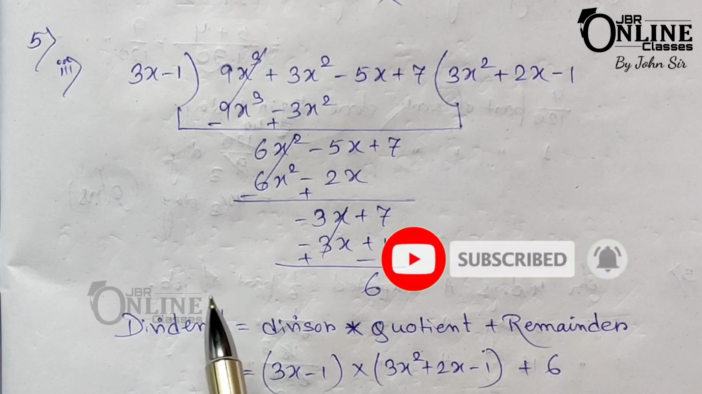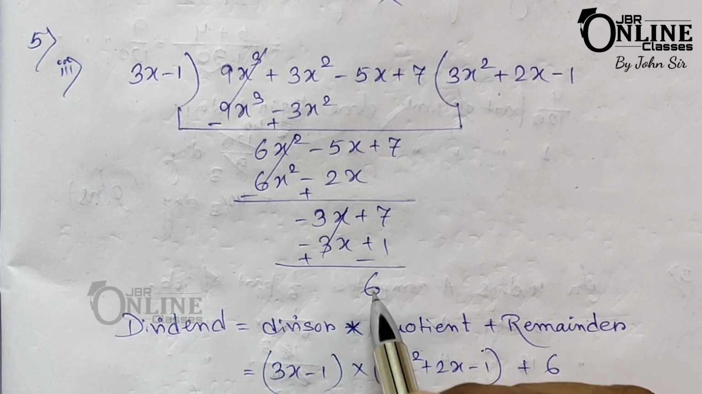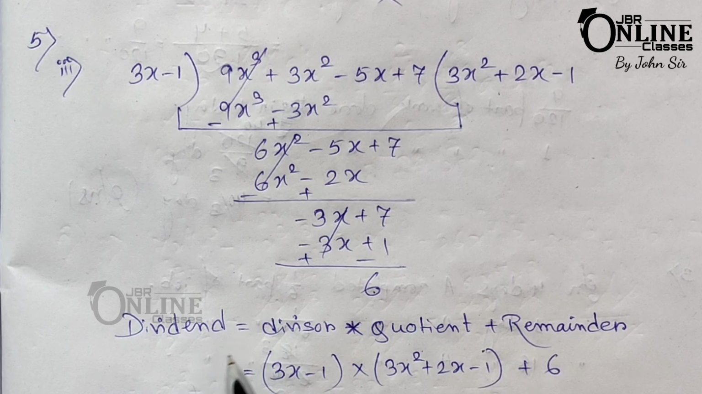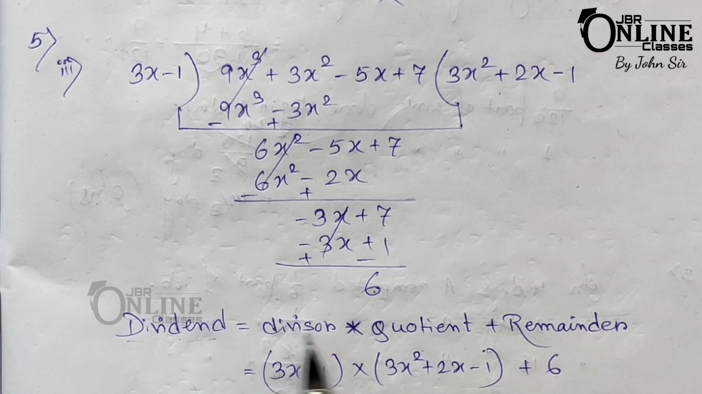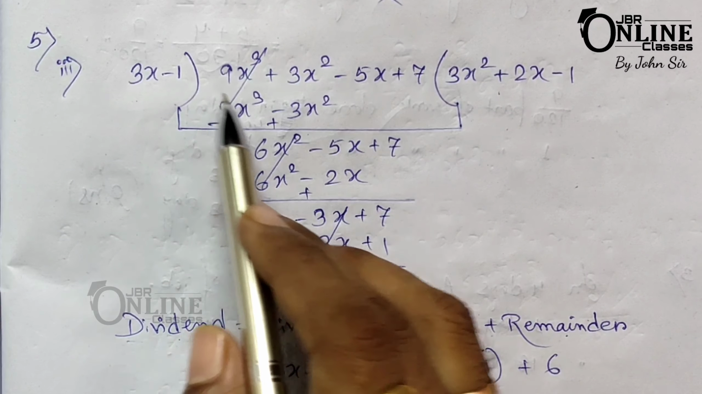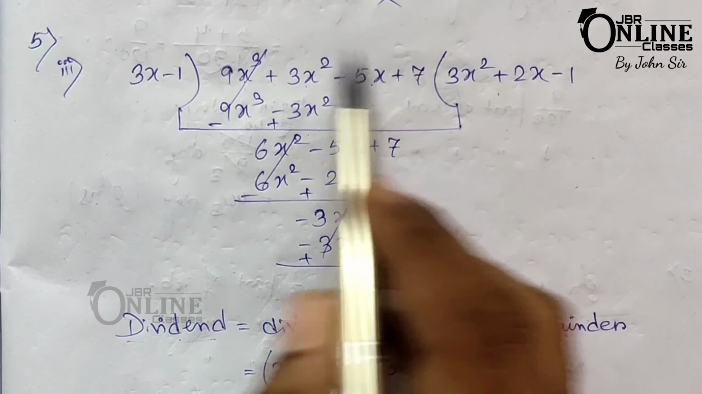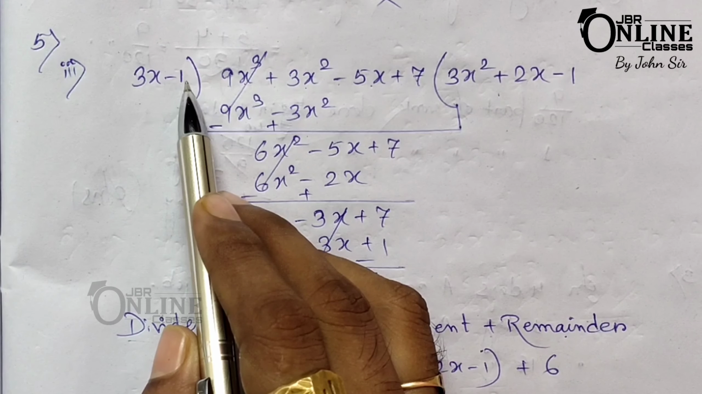In sum number 5, first you have to divide, then you have to find out the quotient and remainder. After that you have to justify your answer. To justify your answer, here the formula, dividend equal to divisor into quotient plus remainder. Okay, so first you have to divide 9x³ plus 3x² minus 5x plus 7 by 3x minus 1.